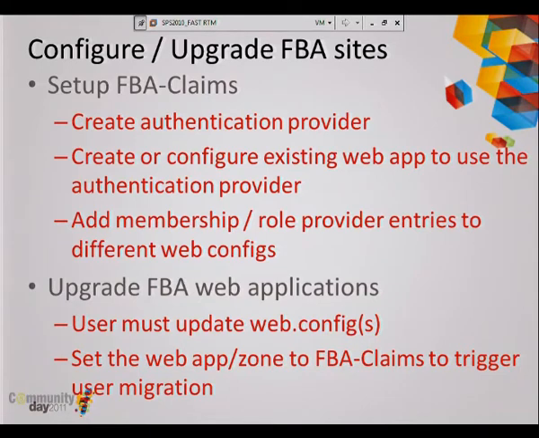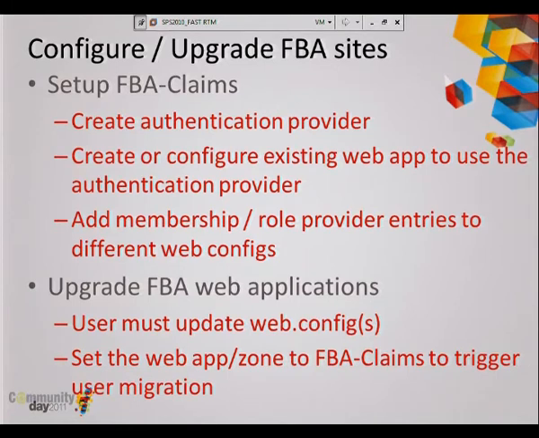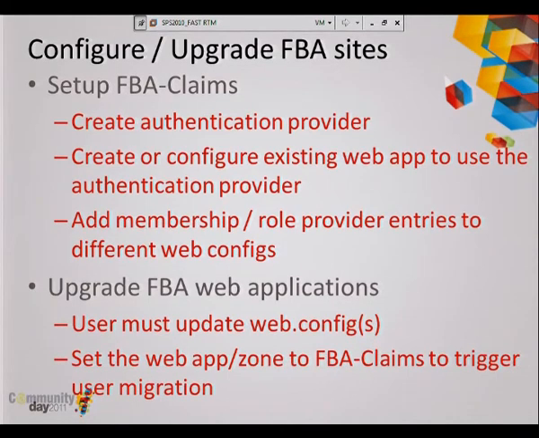If you upgrade an FBA web application, so if you have a SharePoint 2007 web application and you do an upgrade, for example a content database attach and upgrade like that, you still have to manually update the web.configs. But during the configuration of the FBA claims in central admin, it will do the migration for you. You can still do it manually, just using STSADM, the same way that you did beforehand in 2007.